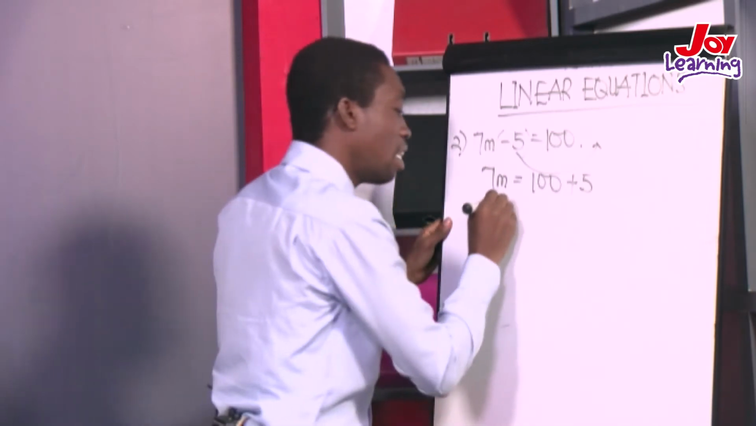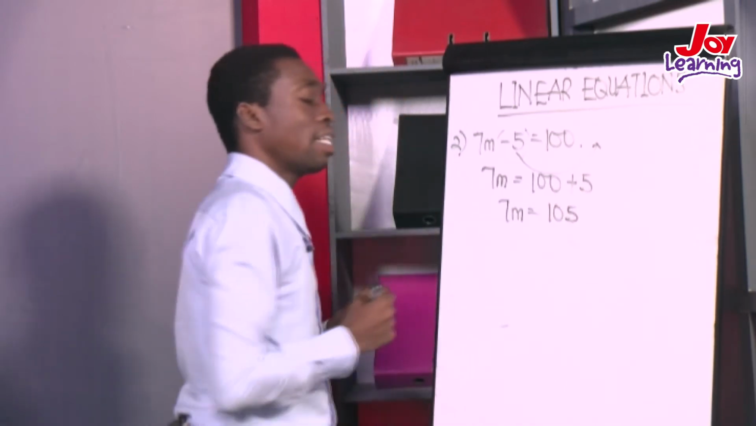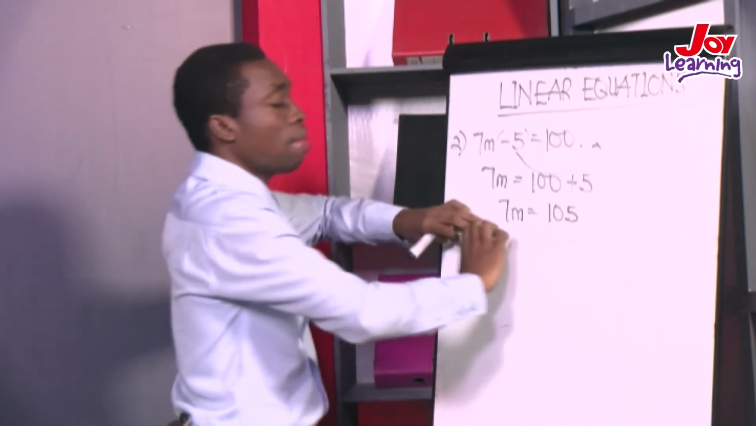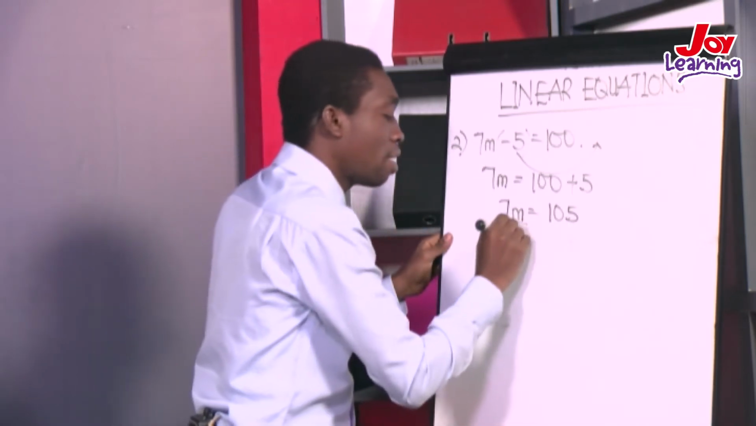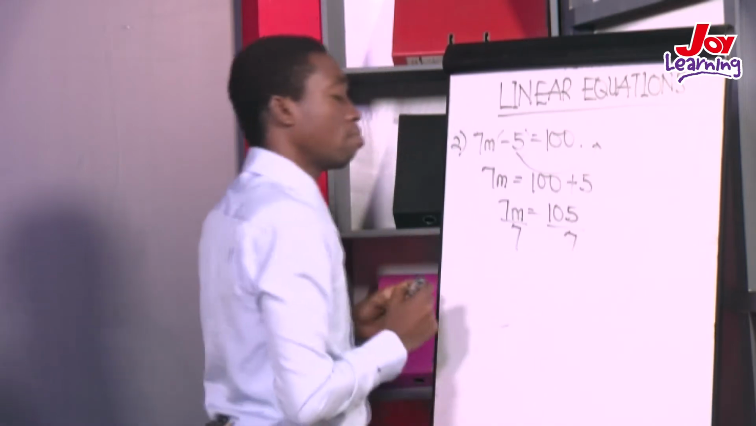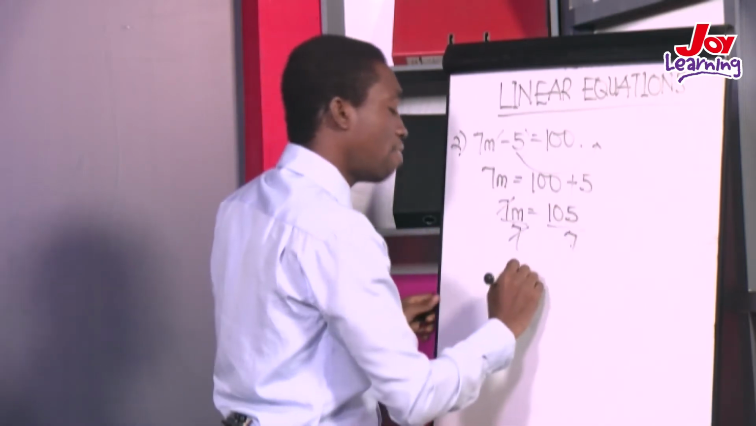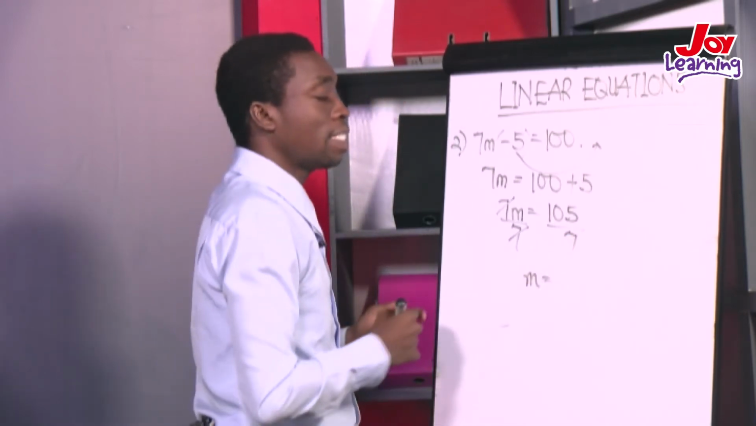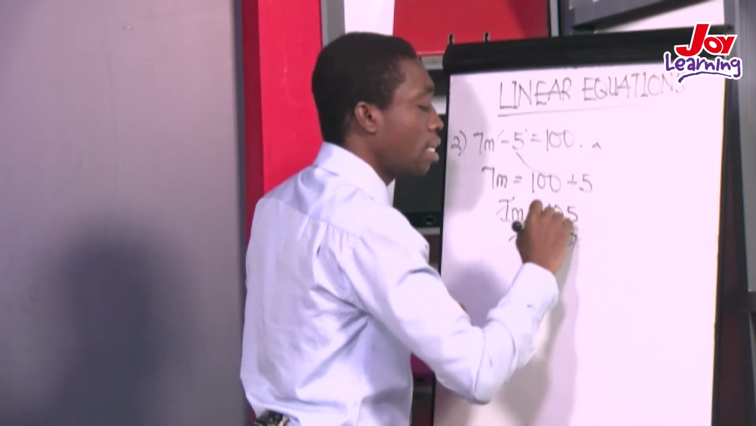Then we have an equation like 7m equal to 105. At this point, we want m. So what we do is we divide both sides by what is multiplying the m. In this case, it's 7. We divide 7 by 7, then 105 by 7. So 105 divided by 7, we get 15.